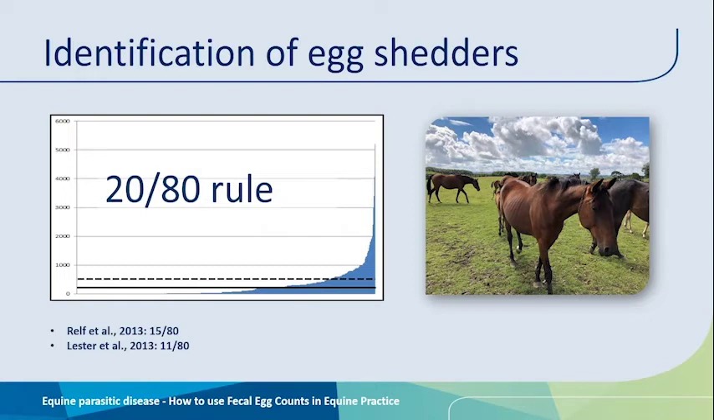The chart here on the slide just illustrates the point. We had a population of horses in one of the studies that we did. In this slide, they are just ranked by increasing egg count.